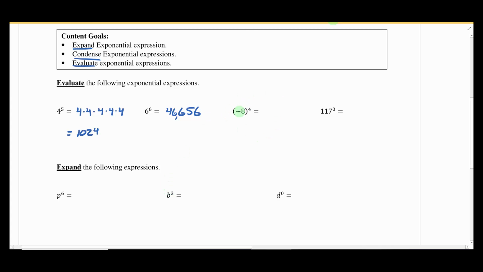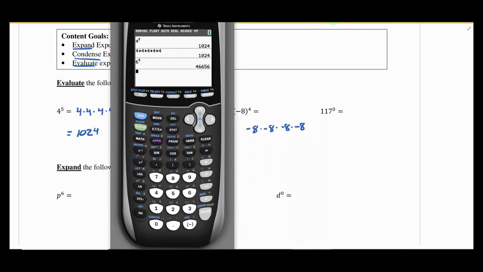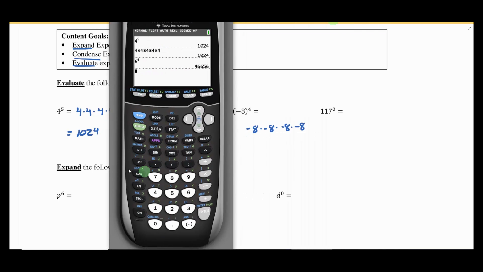All right, so this one says negative 8 to the 4th power. Now remember, what this means is negative 8 times negative 8 times negative 8 times negative 8, 4 times. So I'm going to bring up my calculator here, and I want to show you something. It is very important to make sure that you put it in parentheses just like it's stated here in the problem. So I got my negative 8 in parentheses. I'm going to raise that to the 4th power, and we get 4096.